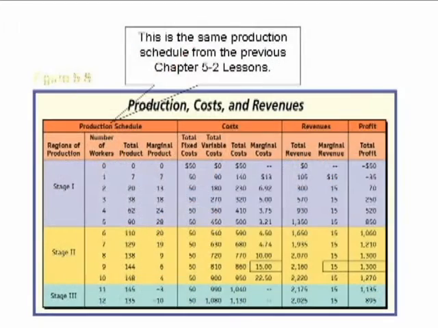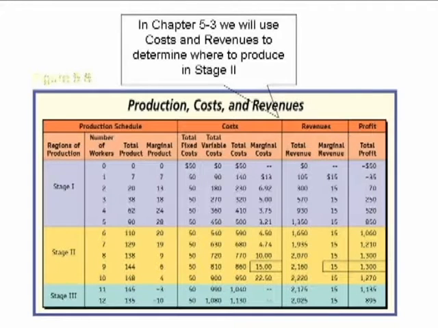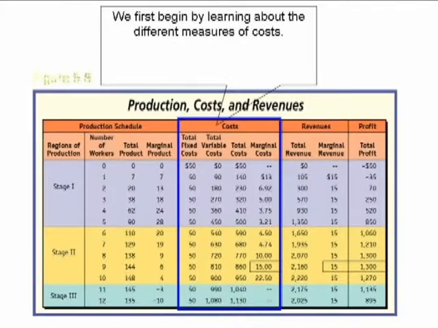Another exciting Room8 video, Chapter 5-3, Production Costs and Revenues. The opportunity to figure out and learn where we are going to produce within Stage 2. Really recommend that you watch these multiple times. Repetition is a good way to learn some difficult information.